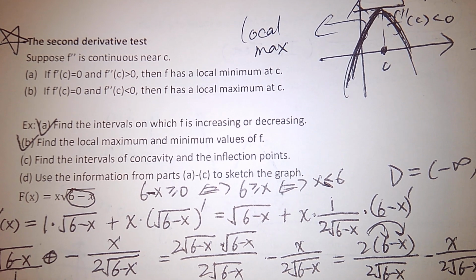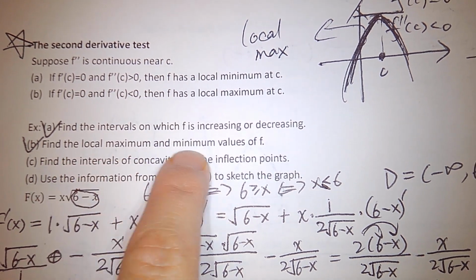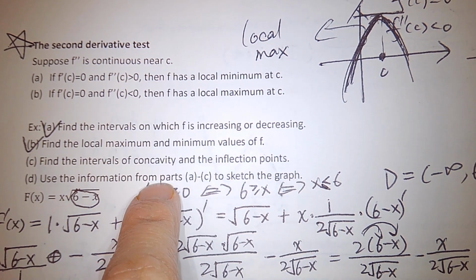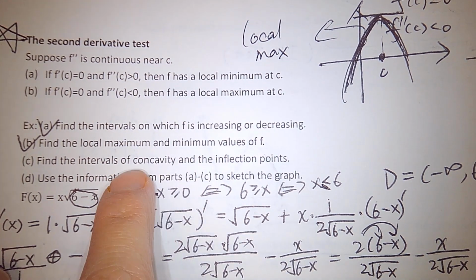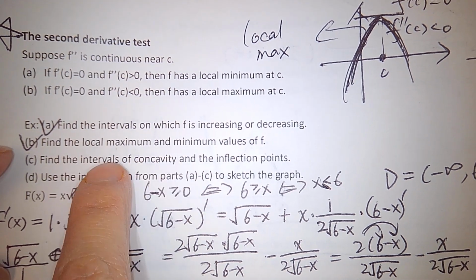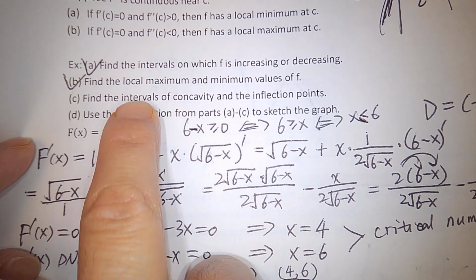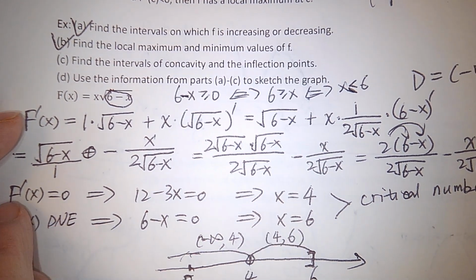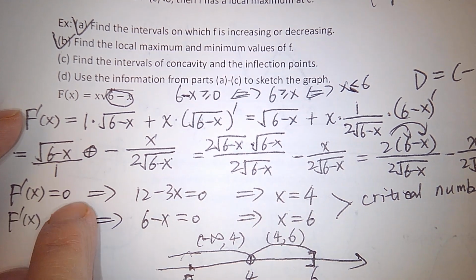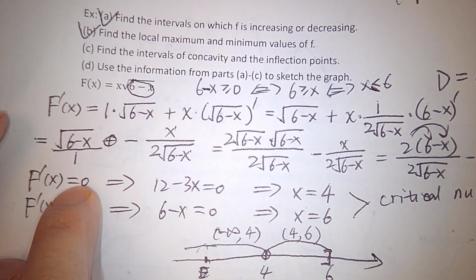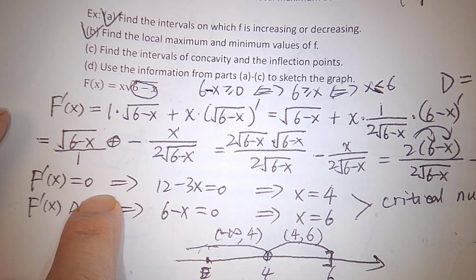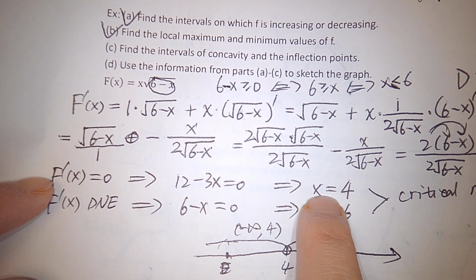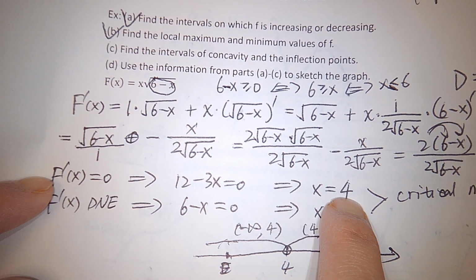So in the exam, if I'm asking you to find local maximum or local minimum, it doesn't matter which test you use. You can use the first derivative test if you feel comfortable. You can also use the second derivative test. So for the same question, how can I find the local maximum and local minimum of f? Just now we know f prime of 4 equals 0, right? We only talk about the derivative equals 0. We do not talk about the derivative not existing, okay?